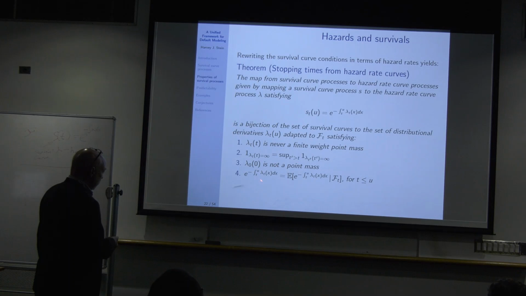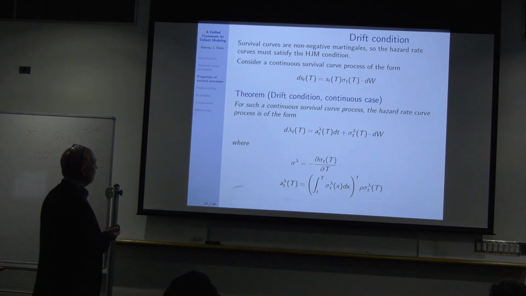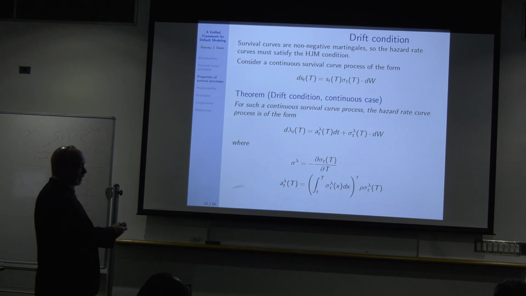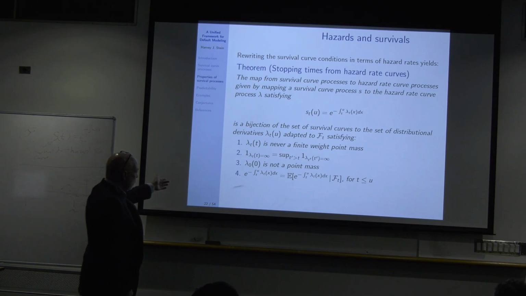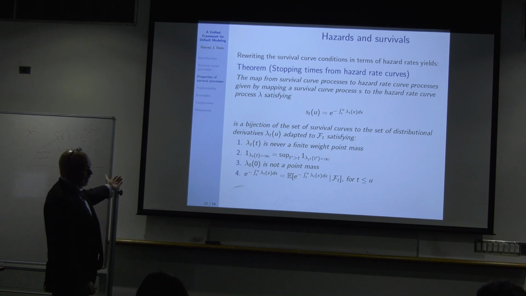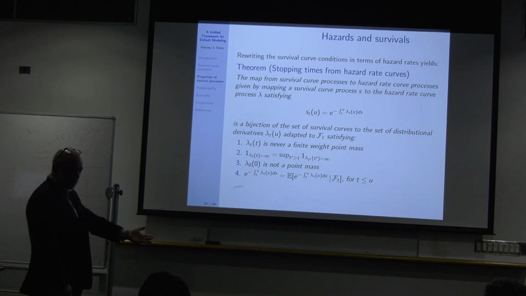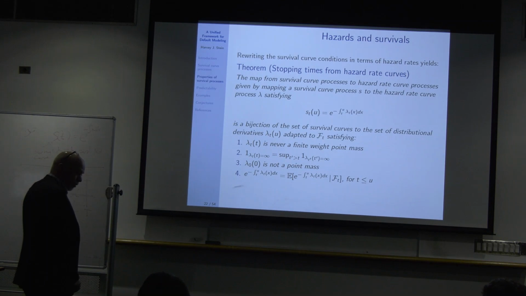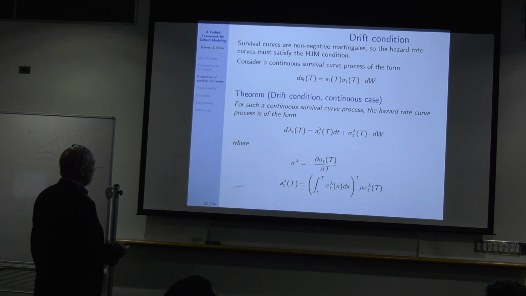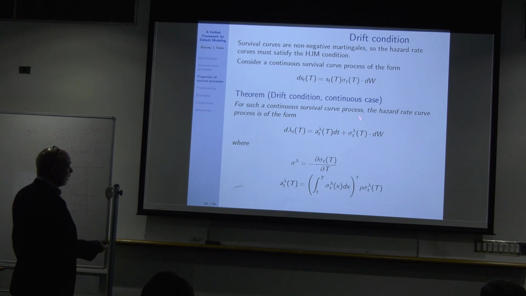So this fourth condition we have to do something about. But if you think about it, going back to HJM, writing down the conditions for the lambdas to be hazard rate processes is like writing down the conditions for forward rate processes to be true forward rate processes. You have a drift condition. So we'll go and derive that. Let's say our survival curves are actually continuous processes. We don't have to have any drift because we know they're all martingales.